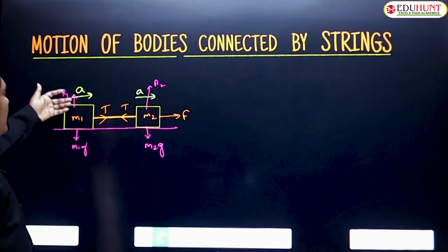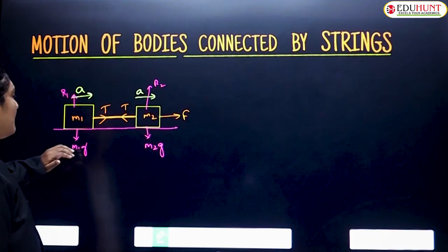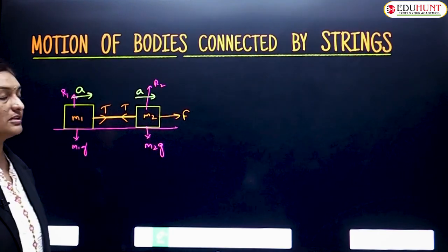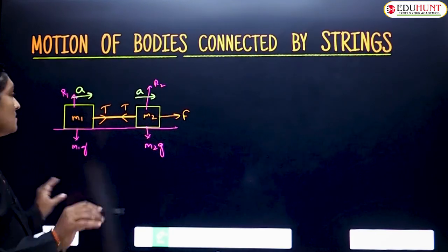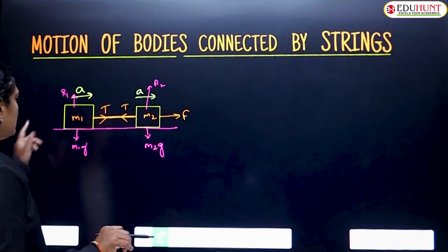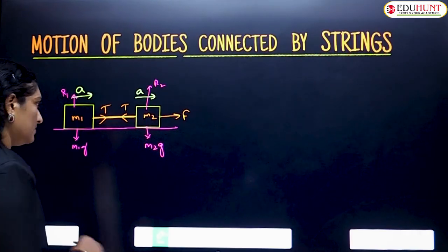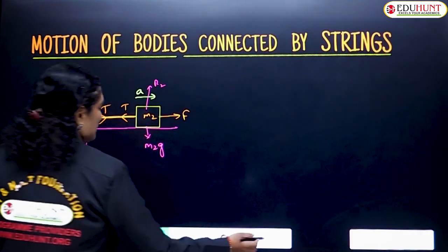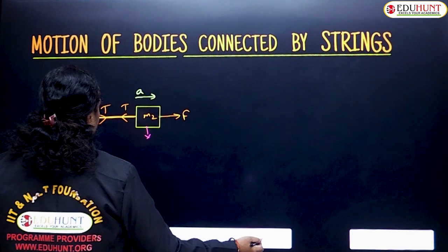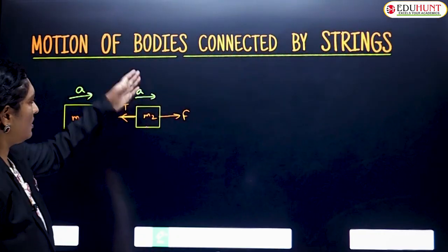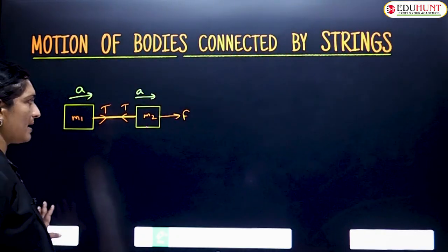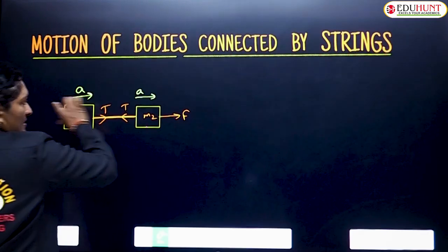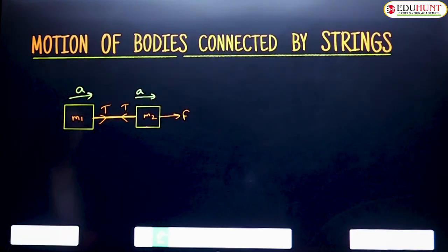But R1 is balanced by m1g and R2 is balanced by m2g, so there is no net effect. The only effect here is because of the horizontal force. All the upward and downward forces are balanced, so no need to bother about them. Let us now focus on the horizontal force.